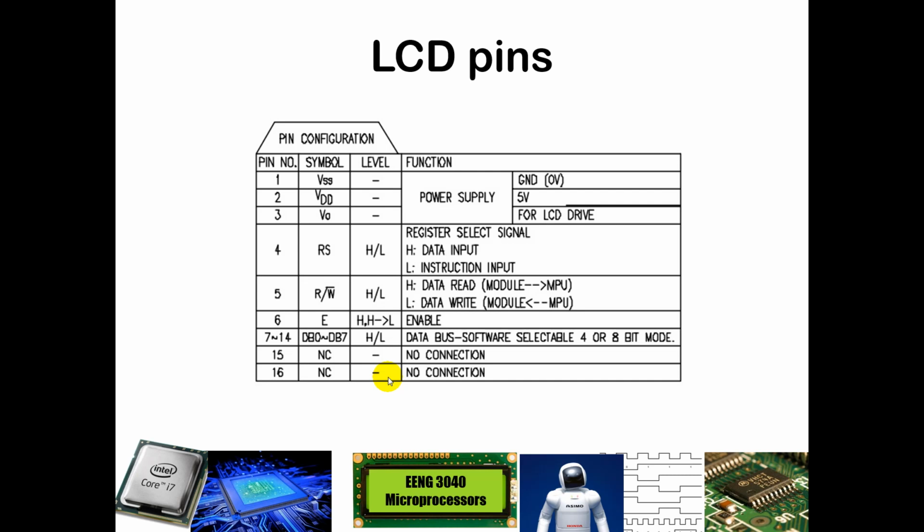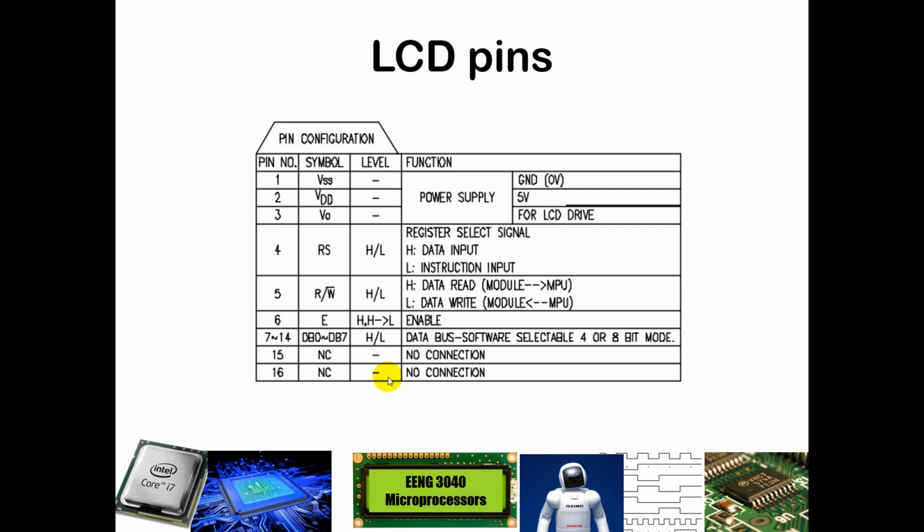RS determines whether what you're sending to the LCD at any given moment is an instruction or is data. So if you're telling it to clear the display, or you're determining whether the cursor is on or off or blinking, that is a command. That is an instruction. If you are sending the next character, then RS would be high here, and that is indicating the next character that you want to be displayed.